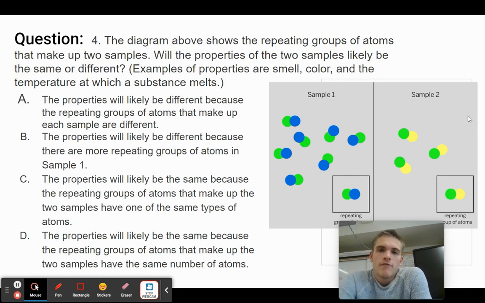The diagram above shows the repeating groups of atoms that make up two samples. Will the properties of the two samples likely be the same or different?